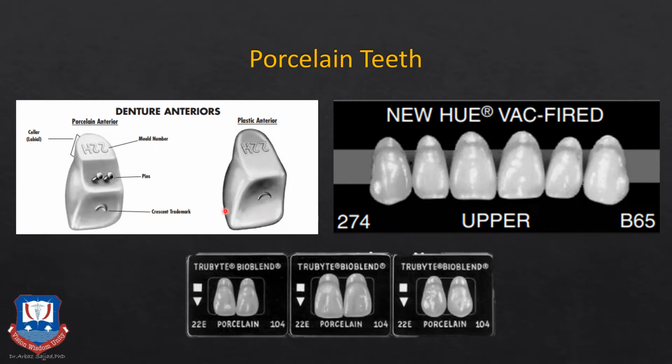Another reason is that you cannot trim the porcelain teeth, it is very difficult to trim them, and you can only use porcelain teeth in cases where you have sufficient inter-arch space. In many cases of denture construction, you will not have sufficient inter-arch space, and mostly the inter-arch space is reduced. So, as a result, these teeth are not an option in today's world.